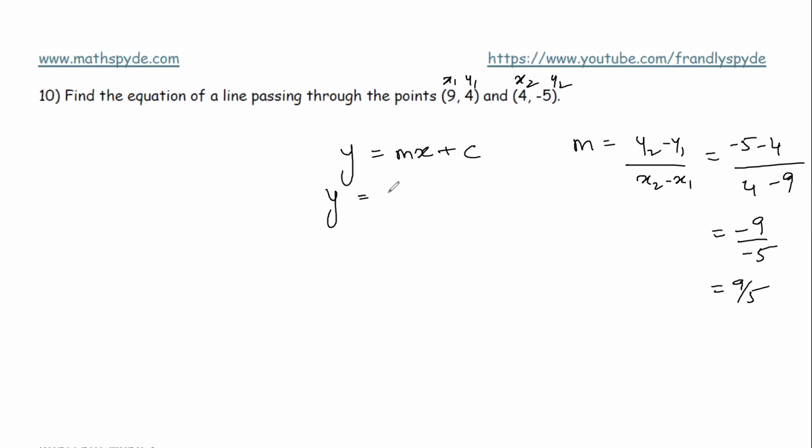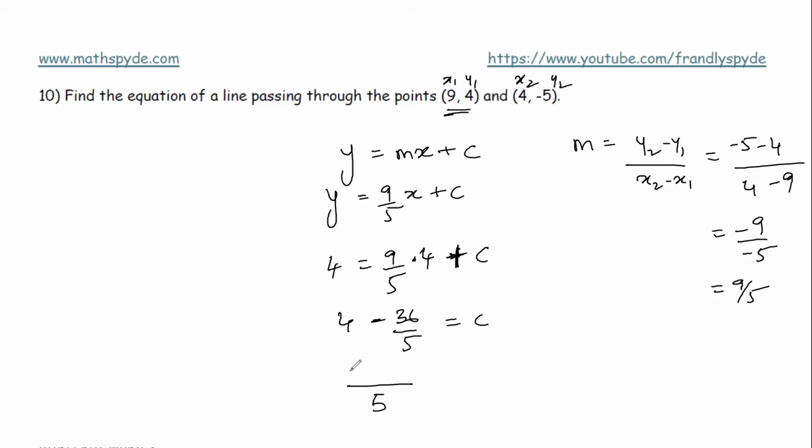So y is equal to 9 by 5x plus c. Now to calculate c, I'll use any one of these points. I'll use 9 and 4. So 4 is y and 9 by 5 into 4 is x, plus c. So therefore c is 4 minus 36 by 5. So that's 20 minus 36, upon 5, so c is minus 16 by 5.